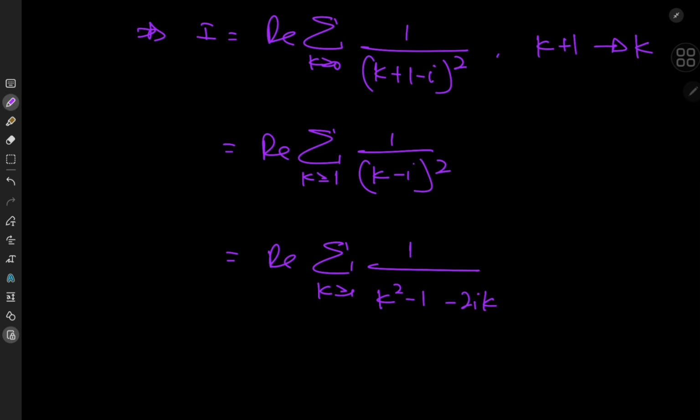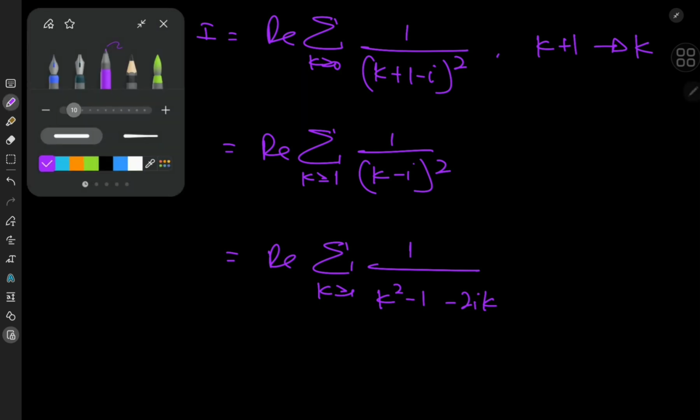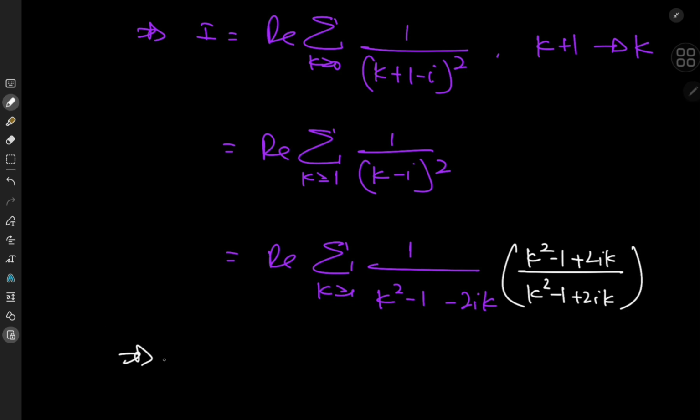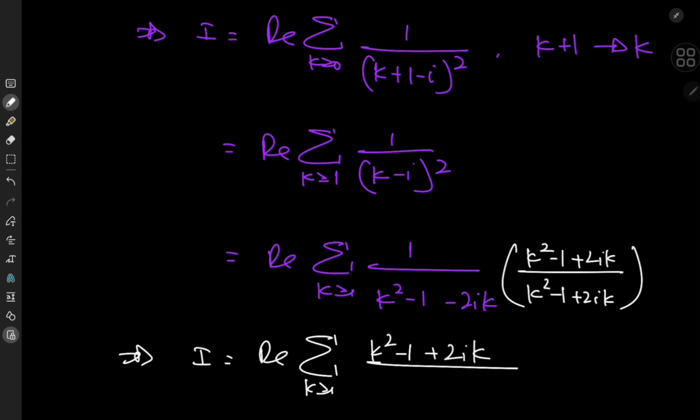And to separate into real and imaginary parts, I need to expand using the conjugate. So I'll expand using k^2 - 1 + 2ik. And here we have the same thing downstairs, which implies that I is the real part of the sum over k of (k^2 - 1 + 2ik) divided by (k^2 - 1)^2 plus 4k^2.